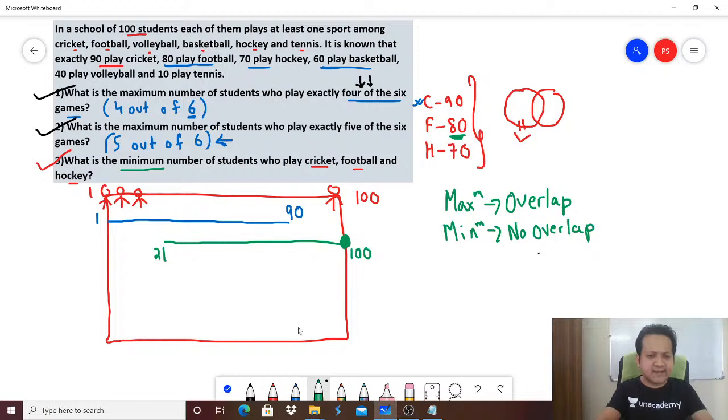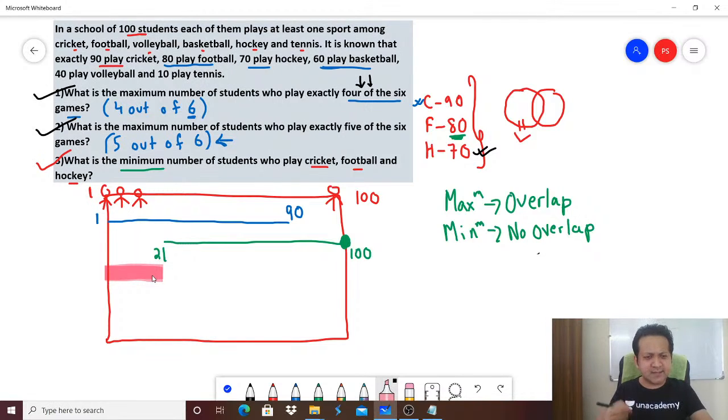Right? Next, the third one, 70. I need to draw a line of length 70 units, in such a way that the line doesn't overlap. So where can I draw? Can you visualize? I can draw a line in this part. Why? Because this part is empty. So I can draw a line at this point. No overlapping.